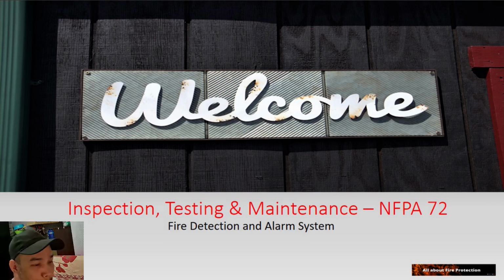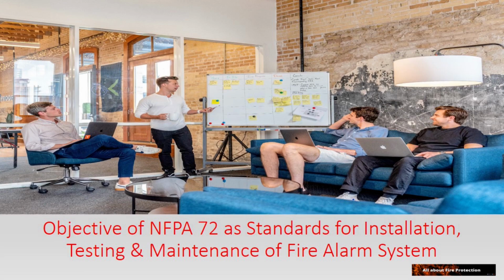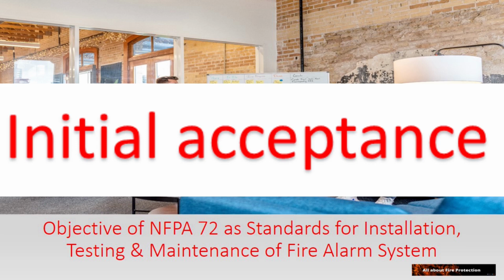Please bear with me. What are the objectives of NFPA 72 standards for installation, testing, and maintenance of fire alarm? First, there are two stages in acceptance of a fire alarm system by the owner or AHJ. One is the initial acceptance. This is where the system is accepted by the owner or AHJ upon completion of the project.